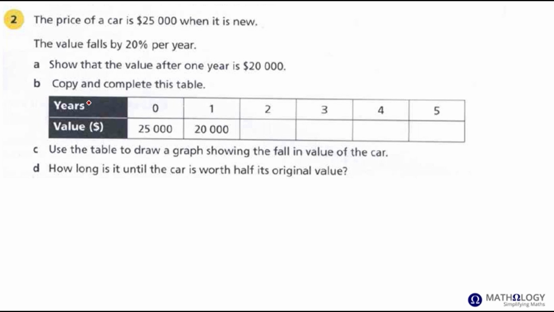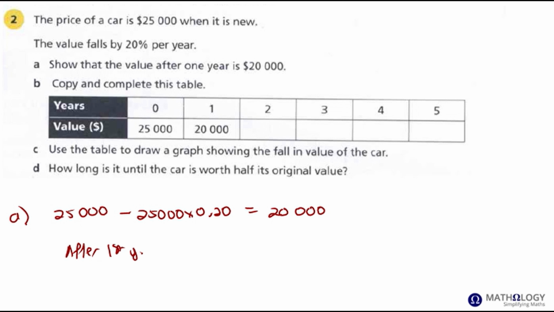The value falls by 20% each year. Show that the value after 1 year is $20,000. Okay, so we have $25,000 when we buy the car. The value falls by 20% each year. That means that we take the $25,000 and we subtract 20% of its value, and this will give us the price after 1 year, and that's $20,000.